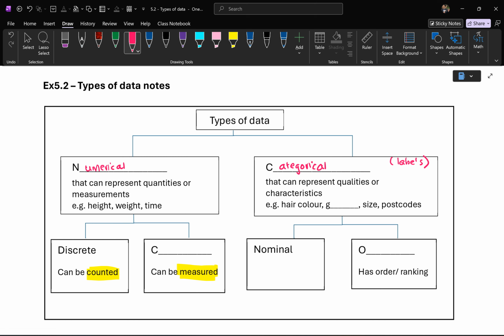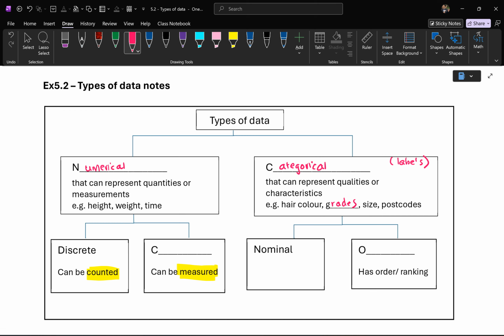What is a G? What was I thinking of? Hair color. I don't know. Maybe grades. Maybe that's what I was thinking. Let's fill it in. Grades is one. Okay, so you're getting A plus or a B, B plus. Those are grades. So it's a label.